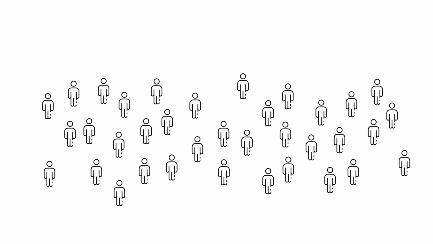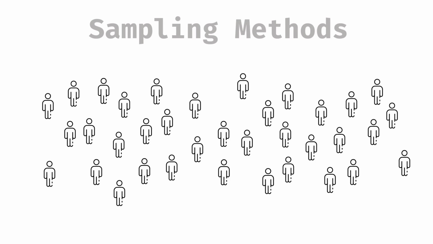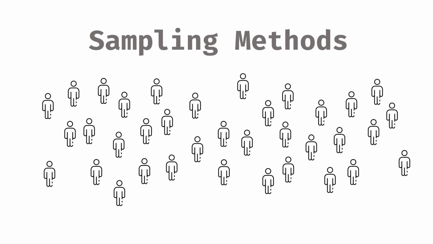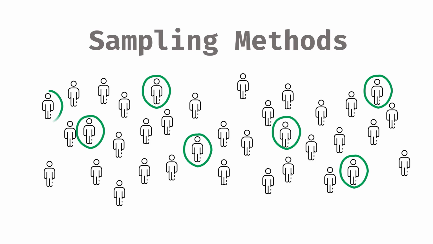Hello everyone. Today I want to talk about different types of sampling methods. What is sampling? Sampling is the process of collecting a subset of people, objects, or items from a population. And such collected data, which we call a sample, may be used to estimate a characteristic of the population. So, what are some ways of sampling?